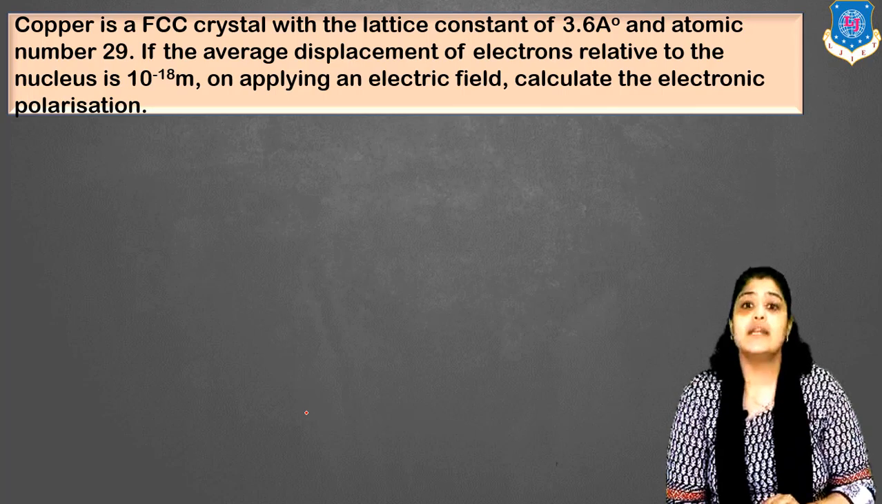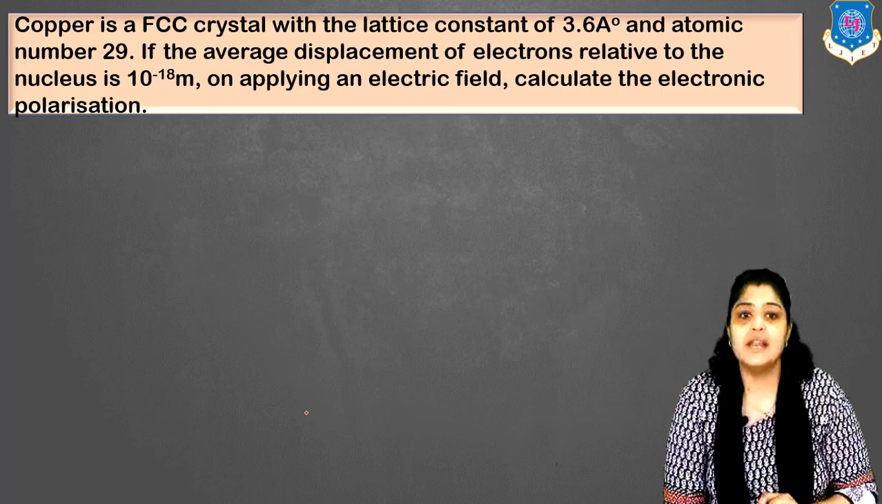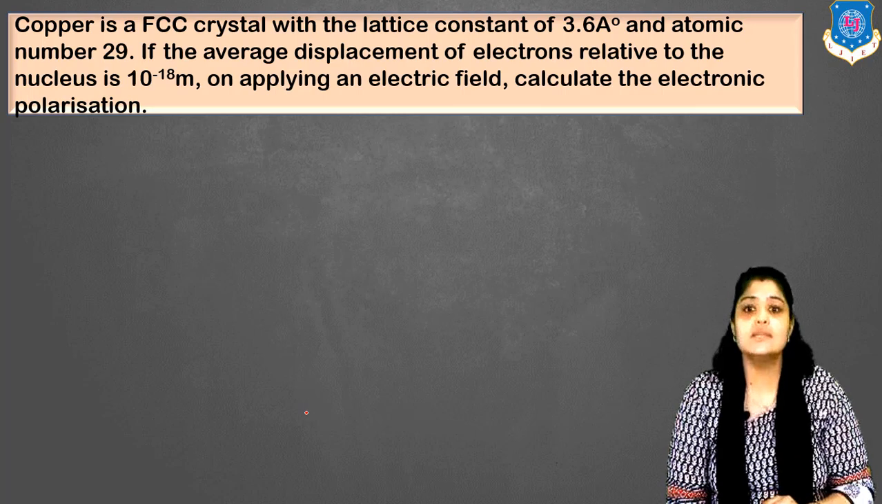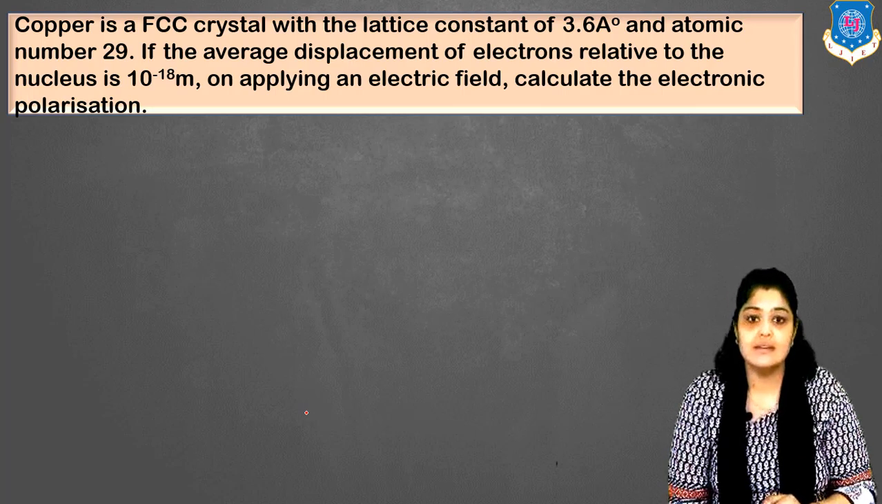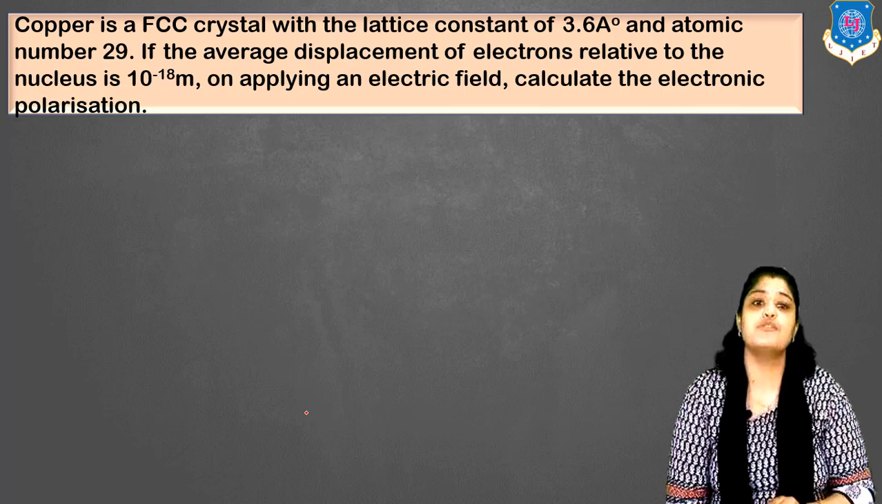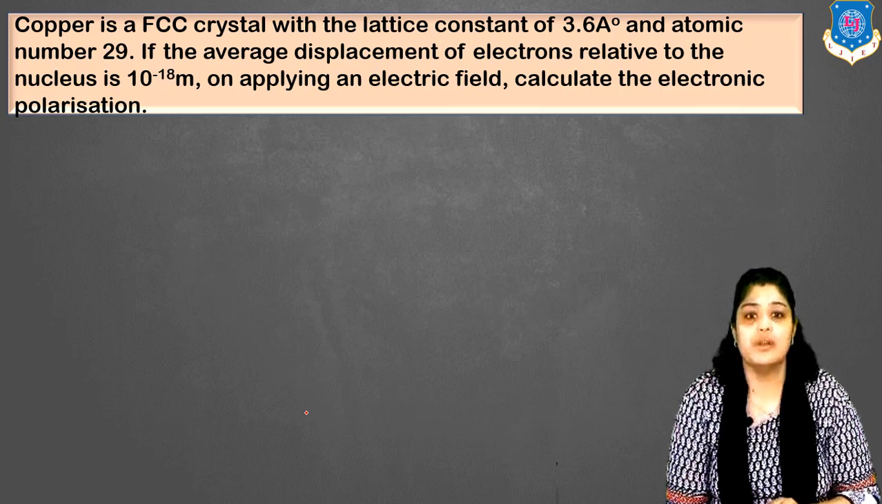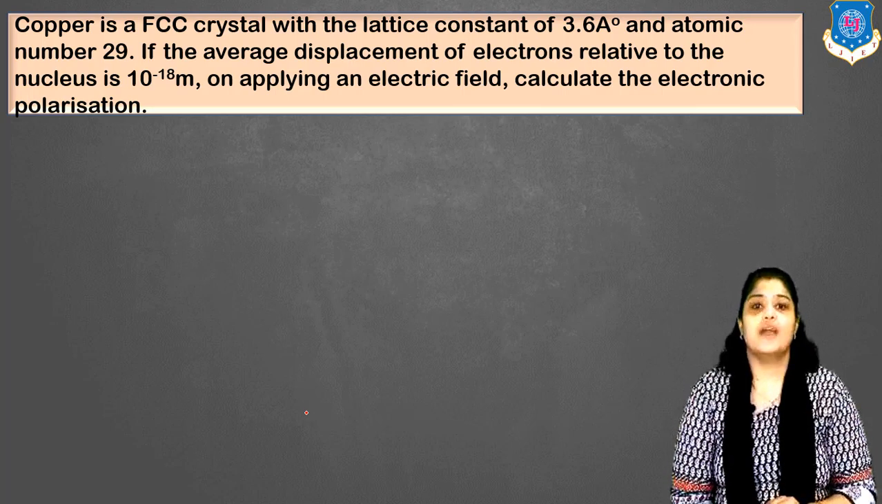3.6 angstrom. Atomic number is 29. If the average displacement of electrons relative to the nucleus is 10 raised to minus 18 meters on applying an electric field, you have to find out the electronic polarization. How are you going to find out this?